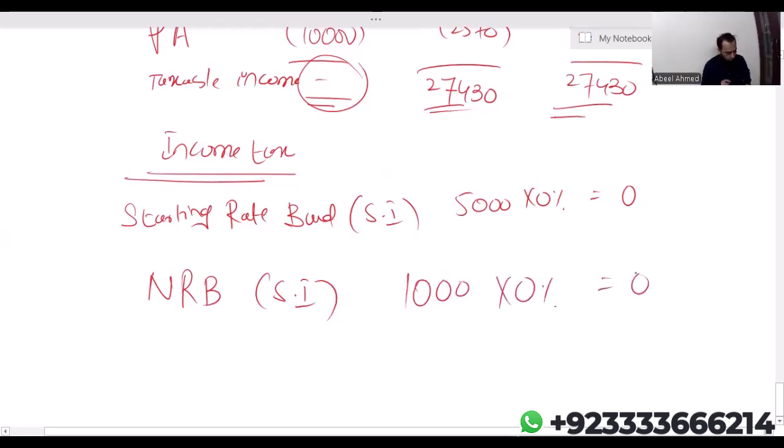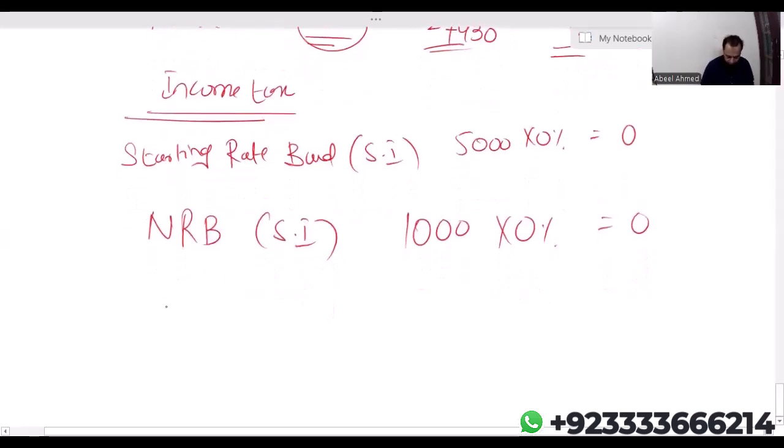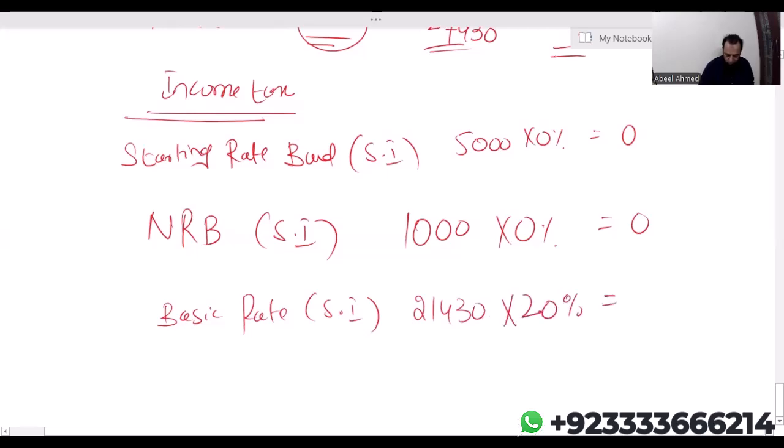Now, the total taxable income of this individual is 27,430 minus 5,000 which we have taken in the starting rate band, minus 1,000 which we have taken in nil rate band. So the remaining amount is 21,430 which falls obviously in basic rate band. Basic rate, saving income 21,430. Applicable tax rate is 20%. 4,286. This is your income tax liability.